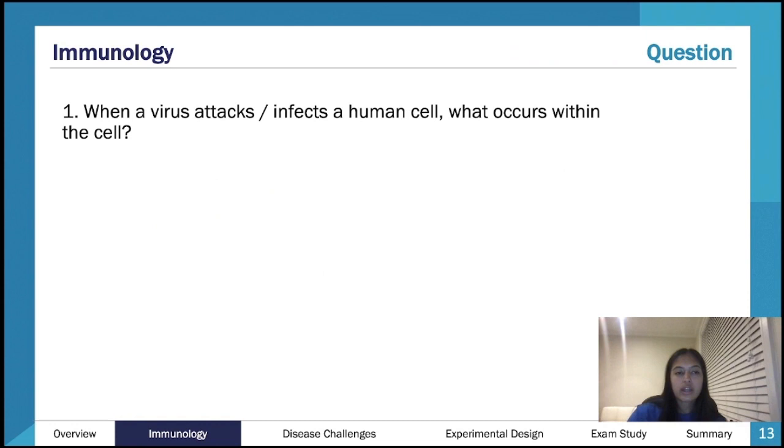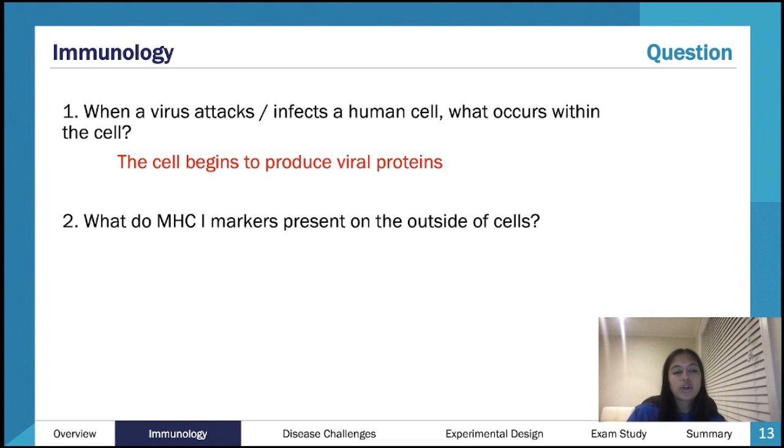Okay, so to get us thinking, when a virus attacks or infects a human cell, what occurs within the cell? Think about your viral particles. Think about what our definition was: an obligate intracellular pathogen. So we're going in a cell and basically hijacking that machinery. We are undergoing transcription, we're undergoing translation, and that cell, our human cell, will begin to become basically a virus making factory. So MHC1 markers, what they present on the outside of cells.